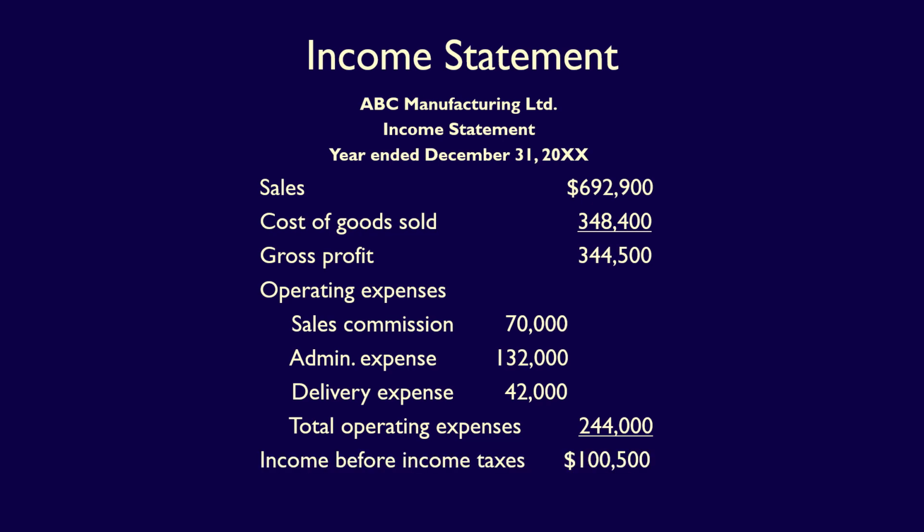We deduct the total operating expenses from our gross profit, $344,500 minus $244,000 is equal to income before income taxes of $100,500. Note that this is also called operating income in management accounting. This is the income statement for ABC Manufacturing Limited.